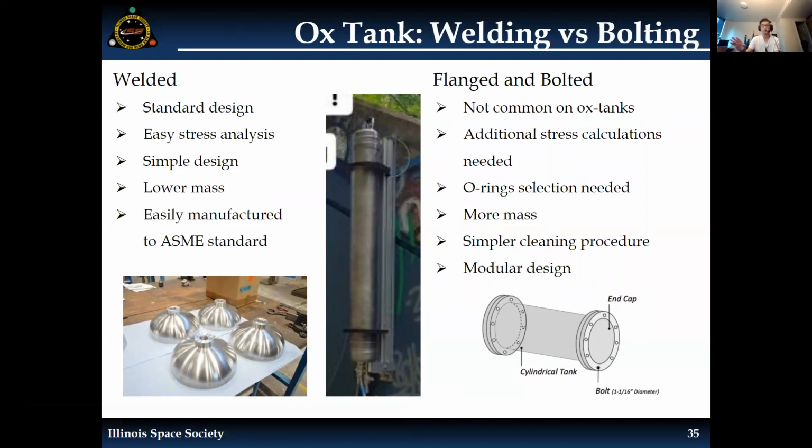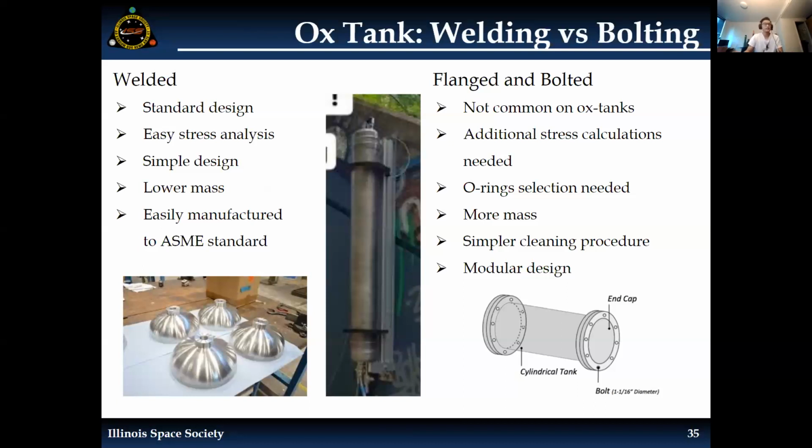But even though it has all those cons, the two pros that it has are, first, a much simpler cleaning procedure. If we want to clean our oxidizer tank of contaminants, this is a very easy system to clean because you just unbolt all of it and then clean all those parts separately, versus a welded design where you only have a tiny orifice to clean through. And second, because it's a flange and bolted design, it's modular. In case we want to change up our design, we can just change parts of the system as we see fit. Versus a welded system, where you already made the entire thing, so if you want to change one little thing, you have to manufacture a whole different oxidizer tank.